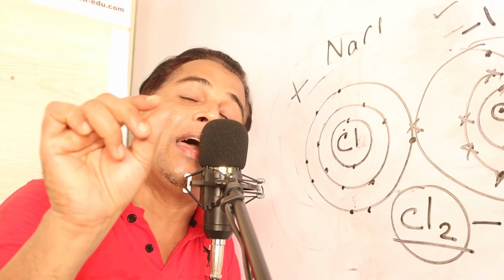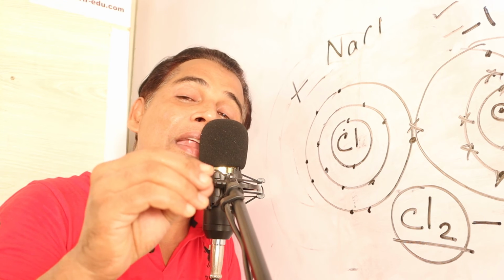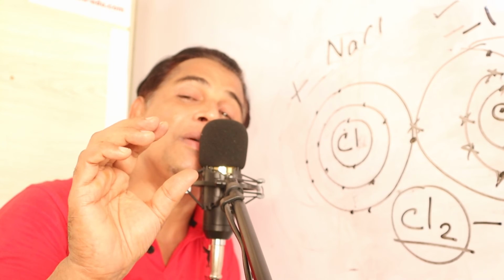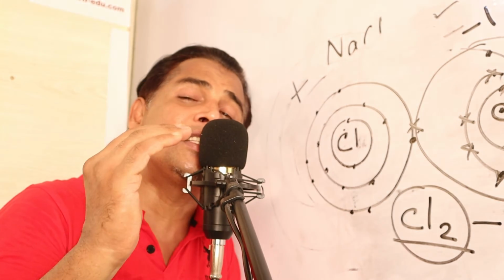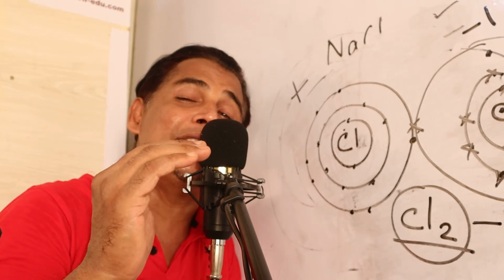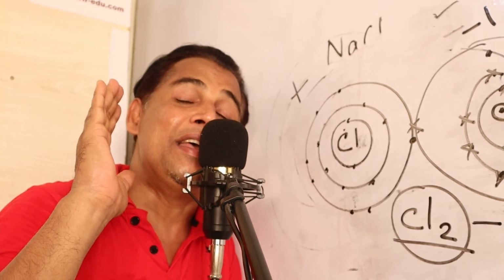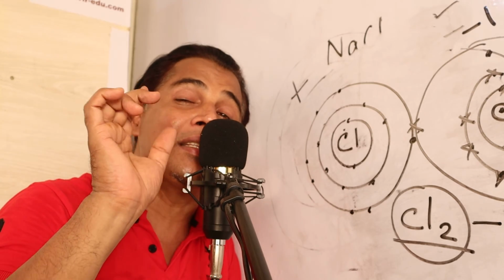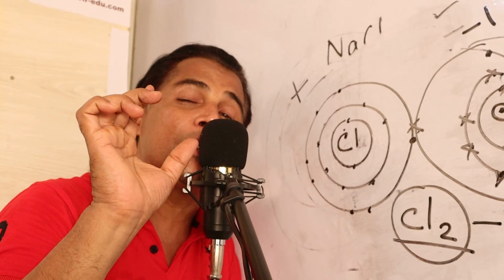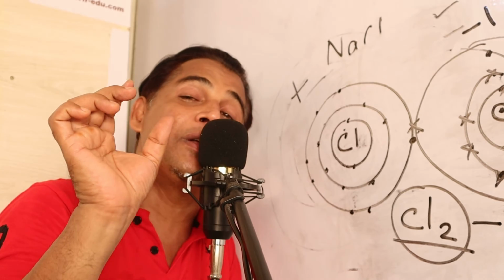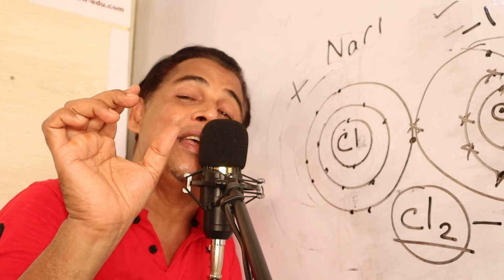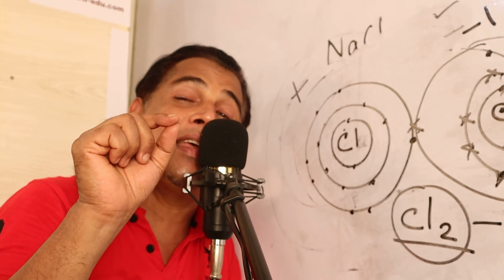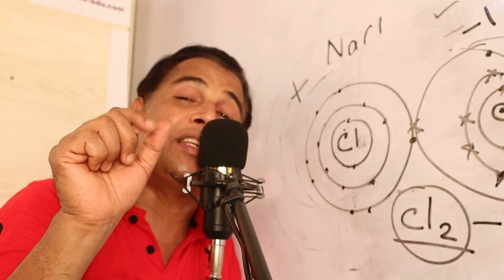That could be either in a compound or in an element. So a molecule is the last phase of existence, whether element or compound. This can also be defined as a formula. Why? Because here there is Na2Cl2, and this is the formula.